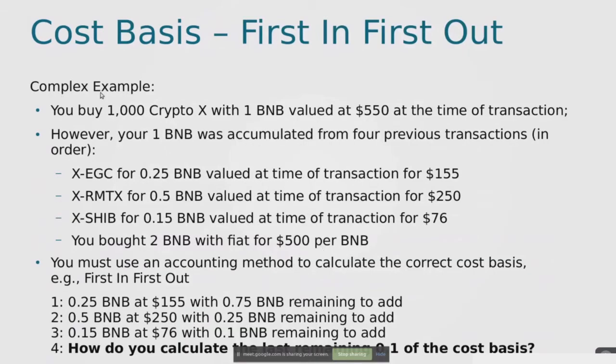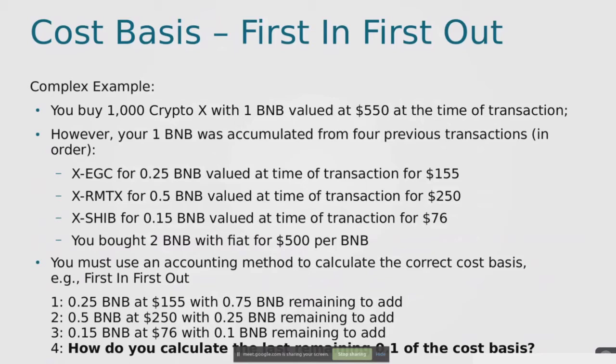So here's a little bit more of a complex example, and frankly, when I'm tracking, I have a mix of simple transactions and complex transactions to track. So if you buy 1,000 CryptoX with 1 BNB valued at 550 at the time of transaction, the cost basis is 550. But what if, excuse me, actually that's not correct, what I just said.